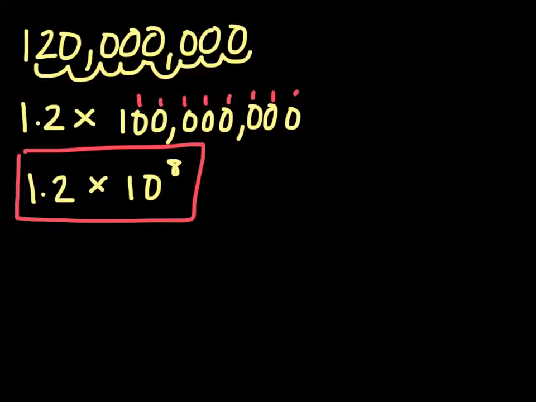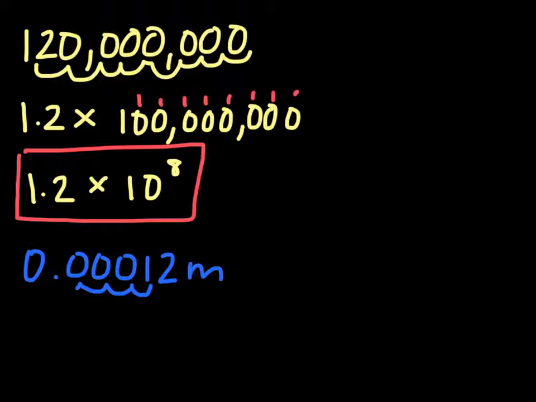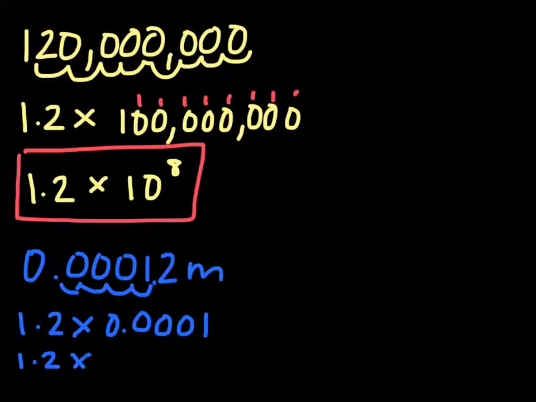Let's try another. The thickness of the human retina is 0.00012 meters. Let's write this in scientific notation. First, we need to write it in product form. To do that, we need to move our decimal point 4 places to the right. 1, 2, 3, 4. Giving us 1.2 times 0.0001. To write this in scientific notation, we'll now take 1.2 times 10 to the negative 4.